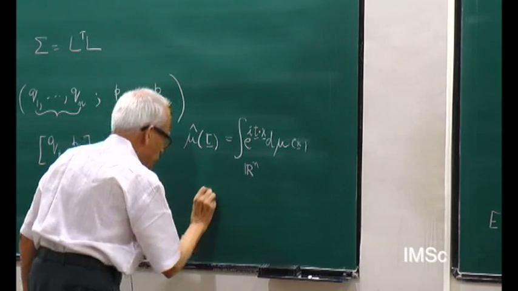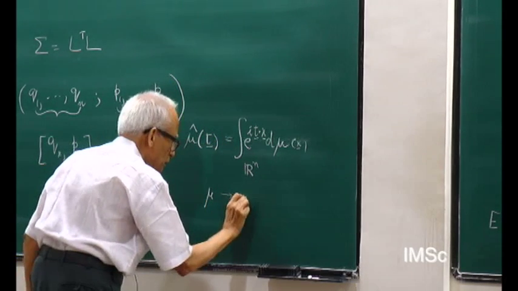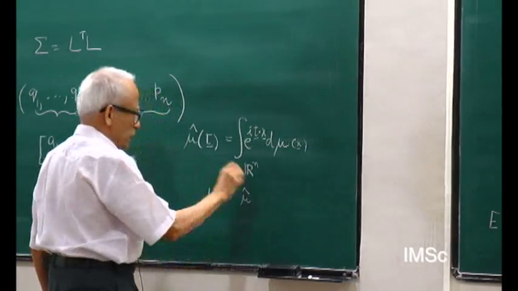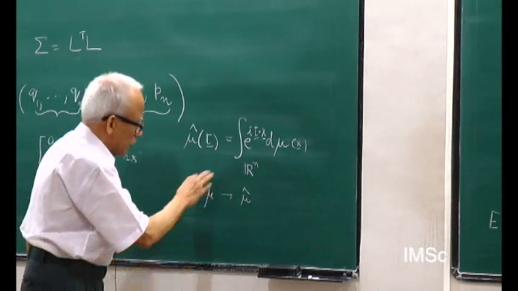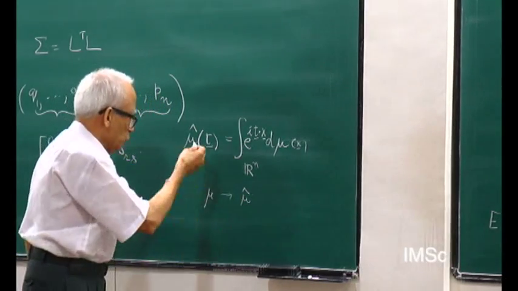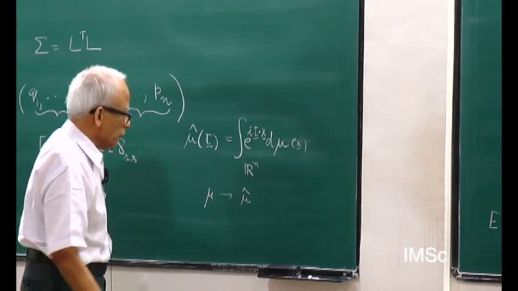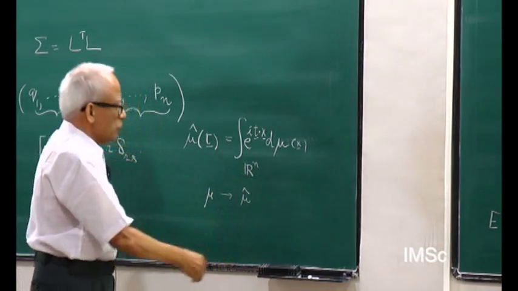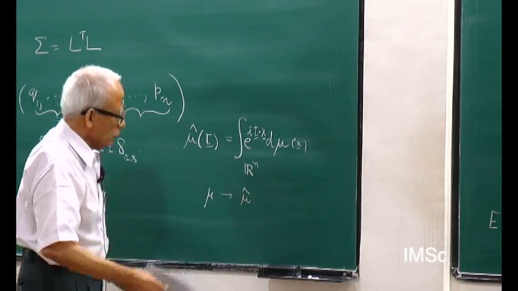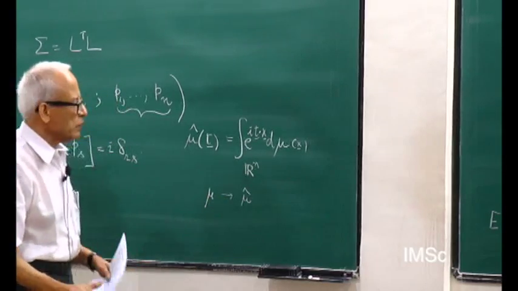And this correspondence mu to mu hat is a bijective correspondence, and also there is a topological correspondence. If mu n converges to mu weakly, mu n hat will converge to mu hat in what is called the UCC topology.